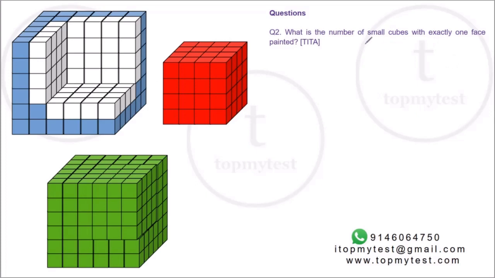Question number 2. What is the number of small cubes with exactly 1 face painted? Now, 1 face painted is basically a face cube. If it was a large cube, all I would do is count the number of face cubes in one face and multiply it by 6. But the problem is, again, as we discussed, once you paint a surface, you cannot unpaint the surface.